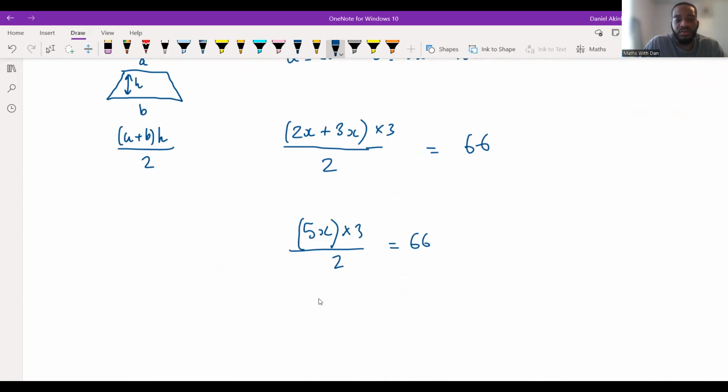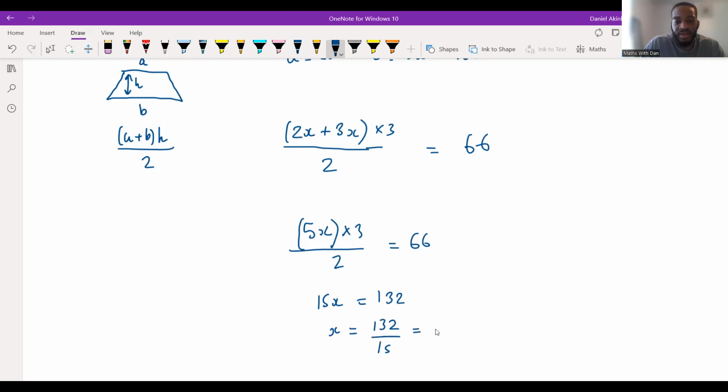Now we can say, for example, 66 times 2. So let me do this. We've got 15x here. And then this is equal to 66 times 2, which is 132, I believe. Right? And then can this simplify? It can do, because this will have 6. Okay, so yeah, the answer is 132 divided by 15, whatever that is.